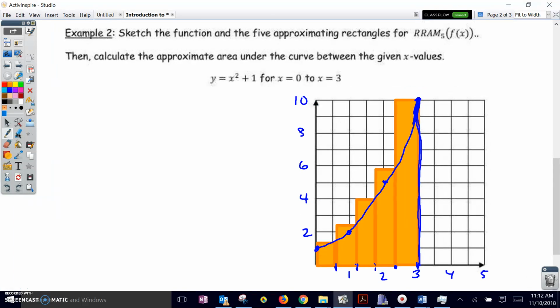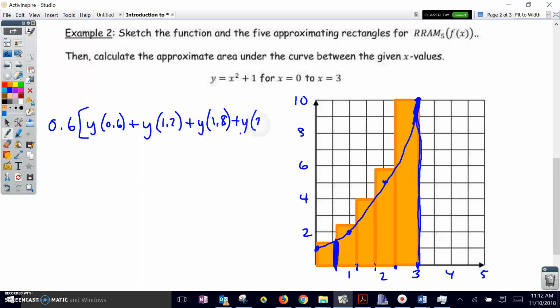And I approach it the same way. I take the width of the rectangle times the value of the function now at the right endpoints. So for the first rectangle, I take it at 0.6. So I want the y value at 0.6. For the second, I want the y value at 1.2. For the third, I want the y value at 1.8. For the fourth, at 2.4. And for the fifth, at 3.